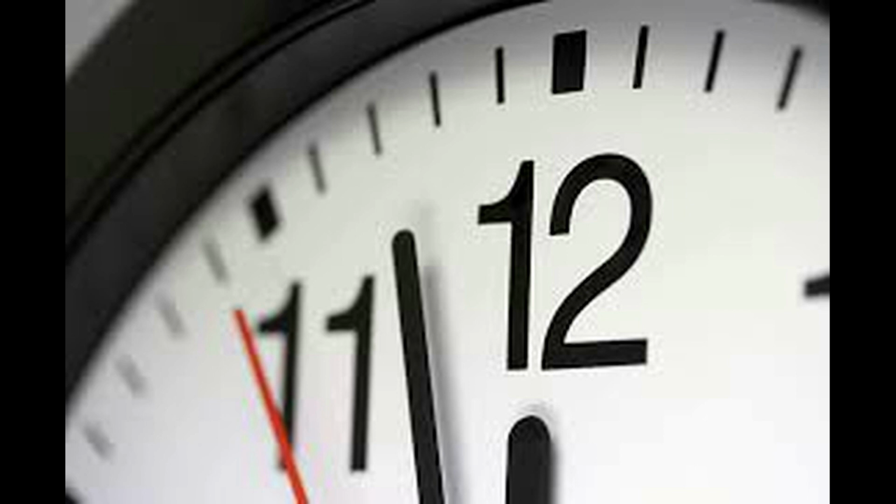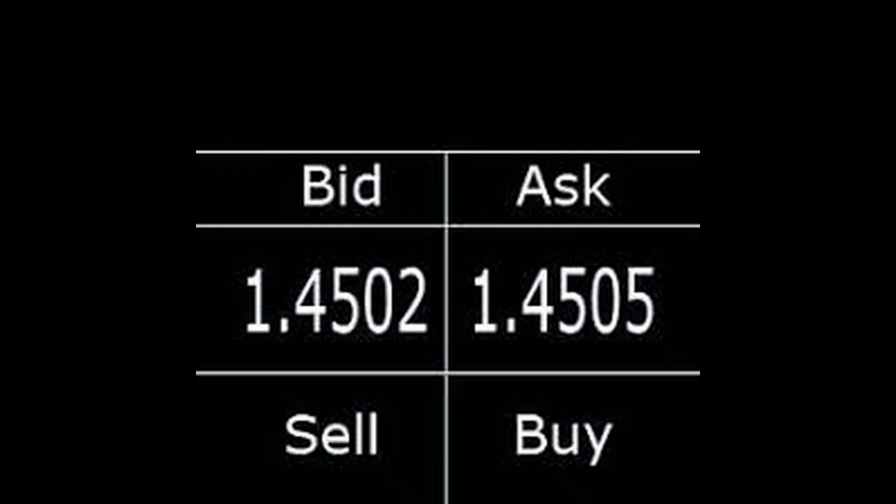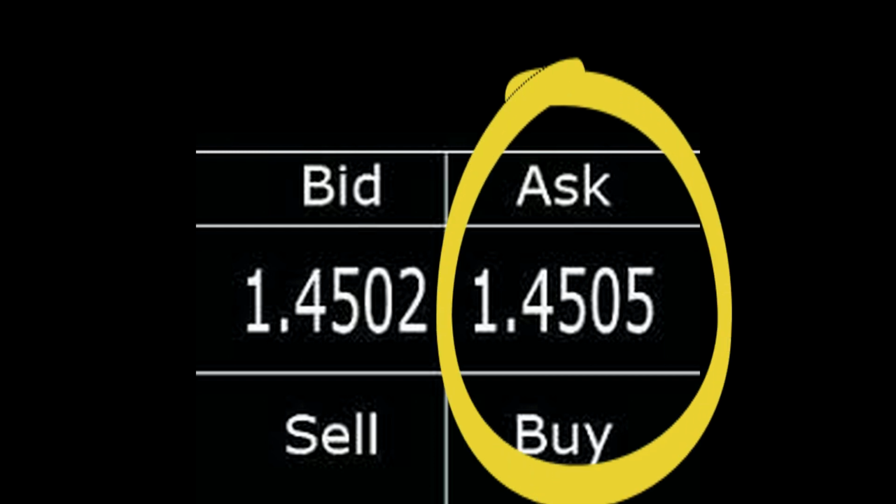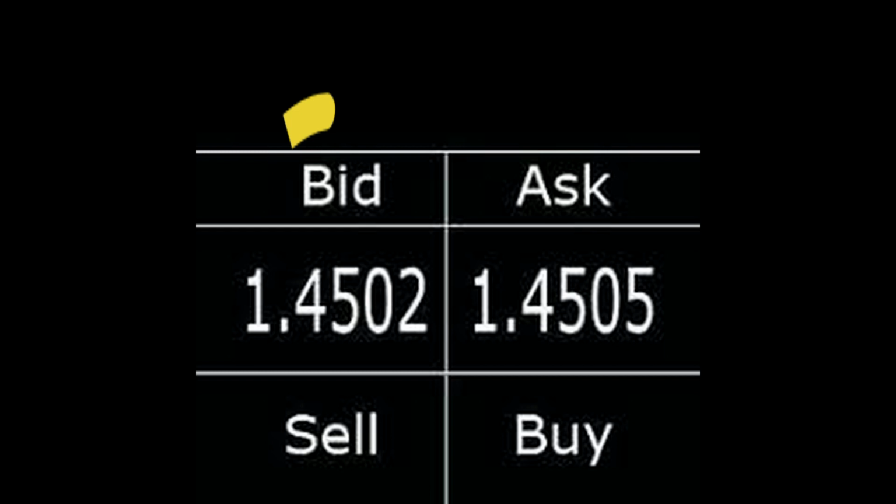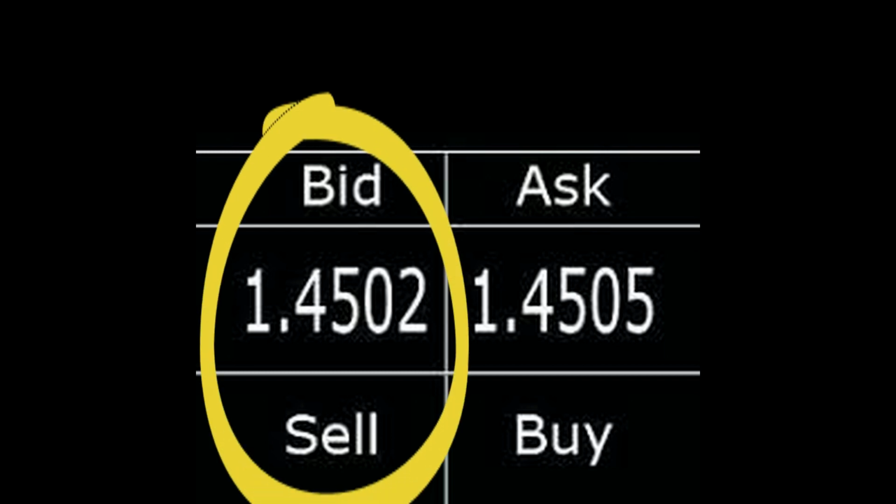A market order is the most basic type of trade. It is an order to buy or sell immediately at the current price and is popular among investors who want to buy or sell a stock without delay. Typically, if you're going to buy a security, then you will pay a price at or near the ask price, or the higher price. And if you're going to sell, you will sell at or near the bid price, or the lower price.